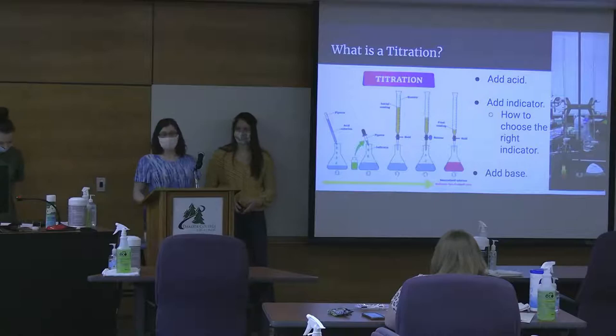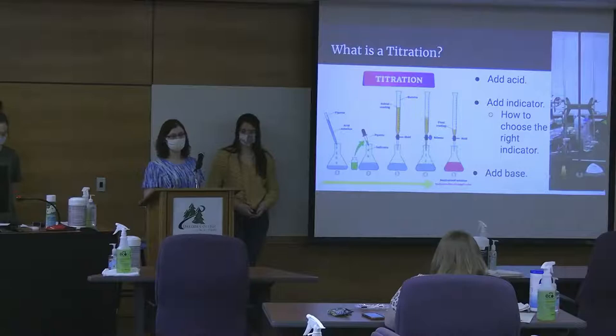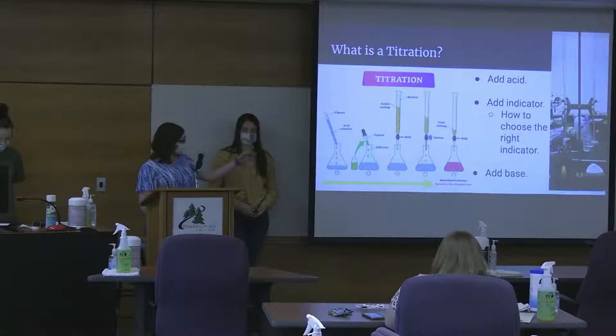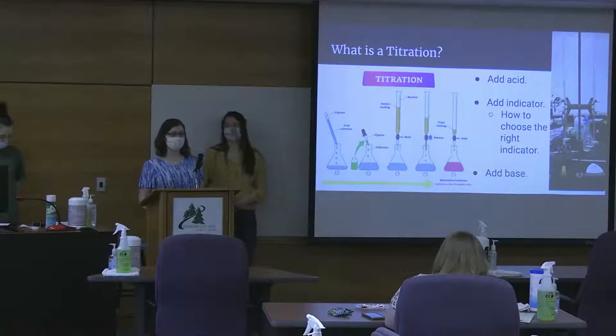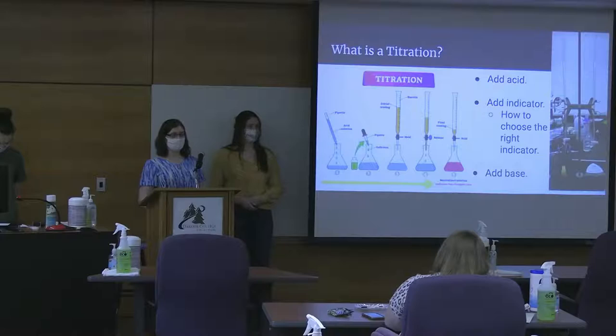So what even is a titration? Well, titration is a way of finding out the concentration of a dissolved substance. To do this, first you have to add an acid to your dissolved substance. In our case, it was the eggshells. And you have to make sure that the reaction is complete, because in that reaction, some of the acid will be used up, and that will help us in determining the concentration later.